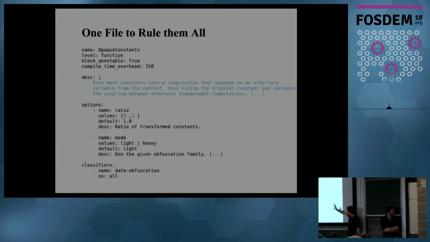We describe them, whatever, and we also have these classifiers because for random users, it doesn't know about opaque constants, but it knows that it's a data obfuscation. So when digging through his program, you know, okay, this is the pass I can use to obfuscate my data. And it turns out that this pass supports any targets, which is not the case for all passes, things about anti-debug tools or things like that.